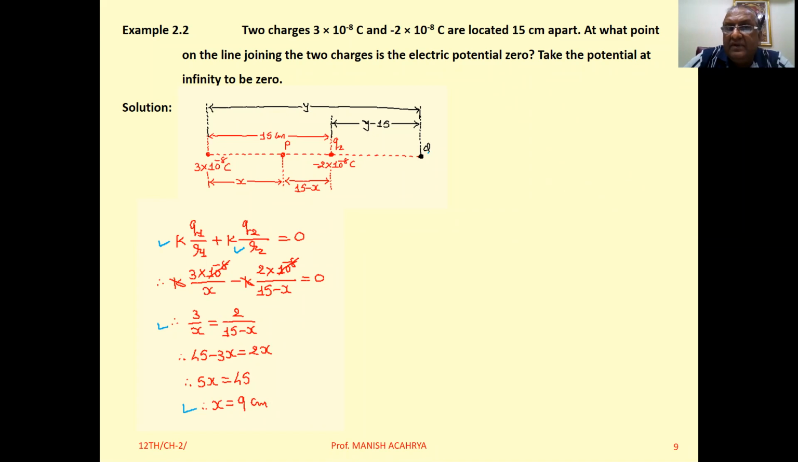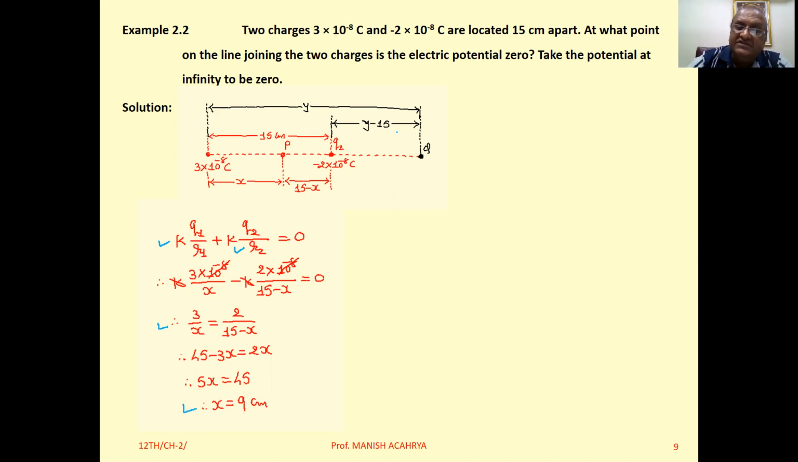Suppose point Q that is also null point, means the point where potential is 0, is at a distance y from charge Q1, that is 3 into 10 raised to minus 8 coulomb. Therefore, from charge Q2, that particular point will be at a distance y minus 15.